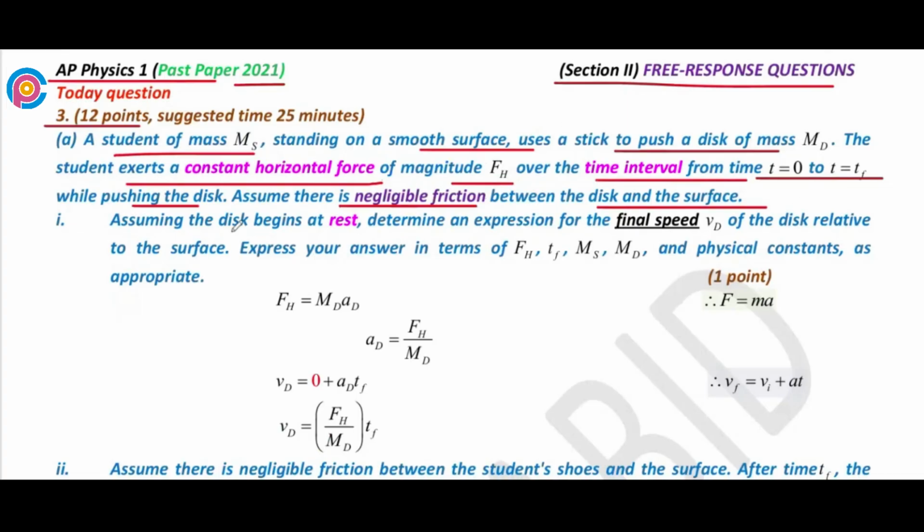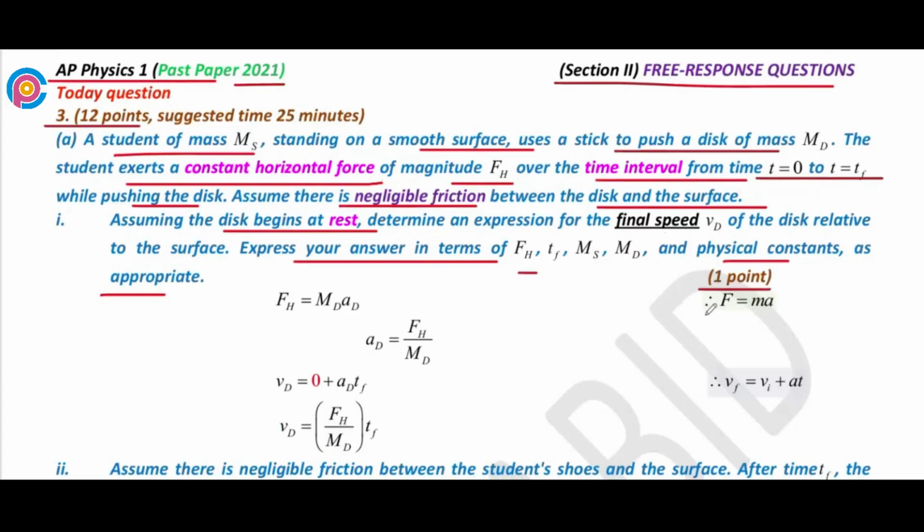Now the question is, assuming the disk begins at rest, determine the expression for the final speed Vd of the disk relative to the surface. Express your answer in terms of Fh, Tf, Ms and Md, with physical constants as appropriate. Okay, this is a question for 1 point.